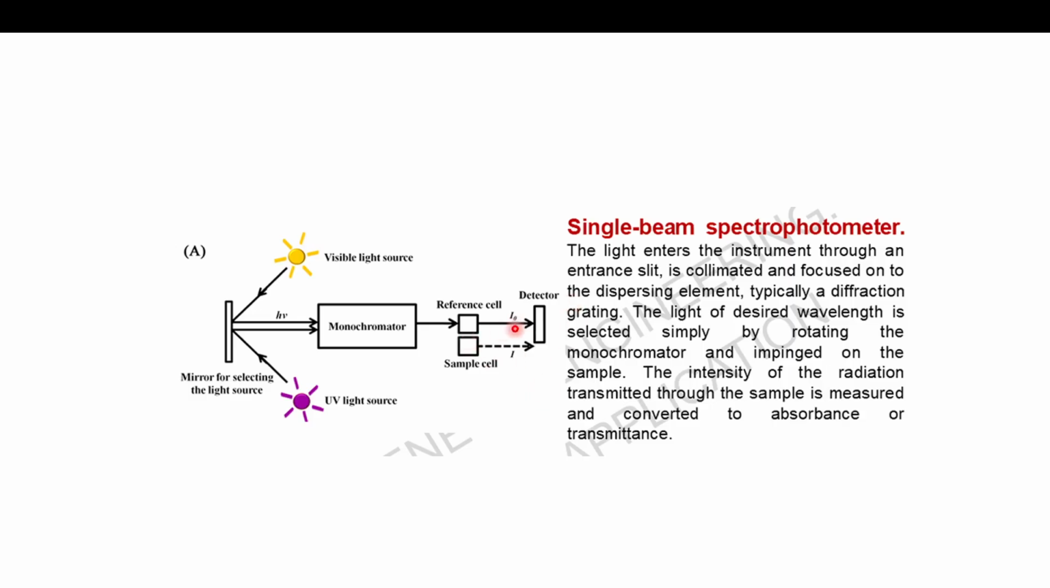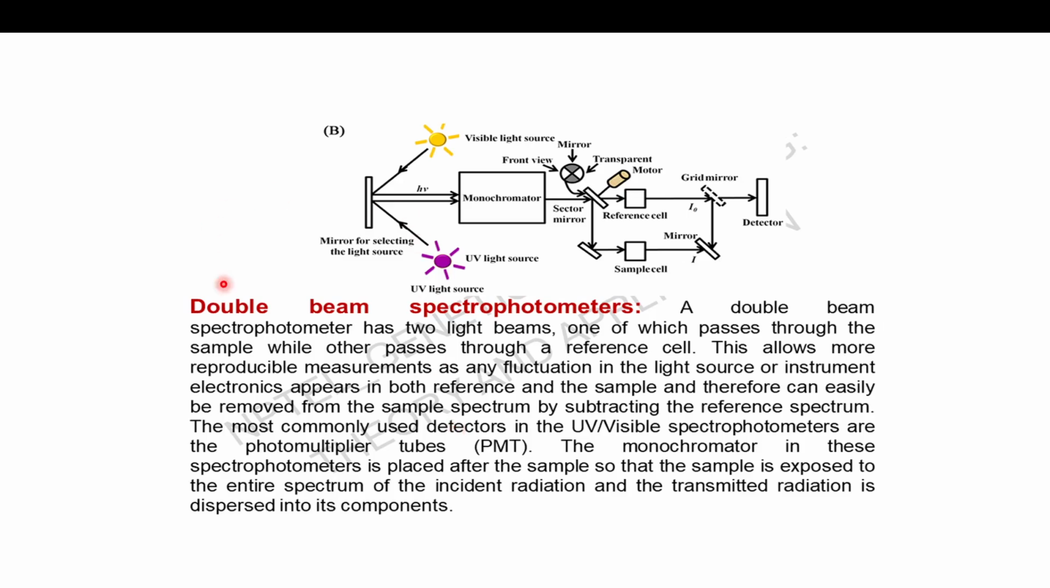And the intensity of the transmitted light is detected by the detector and eventually converted to absorbance or transmittance. We get the absorbance or transmittance ratios. So there's a single beam spectrophotometer here, and there can be a double beam spectrophotometer as well.